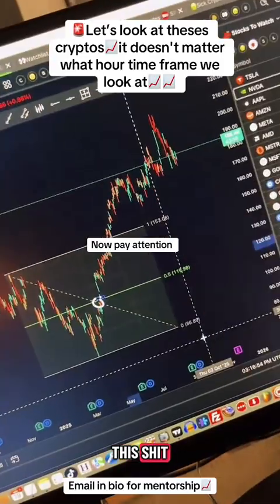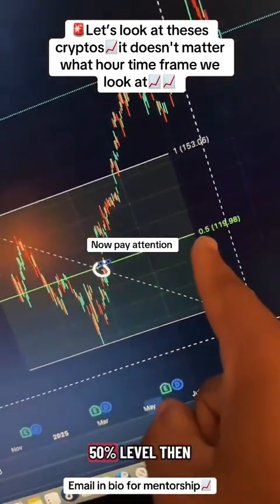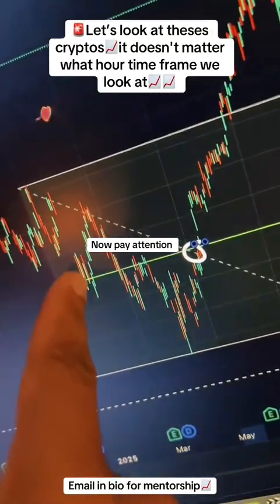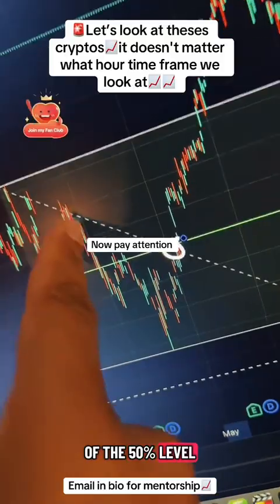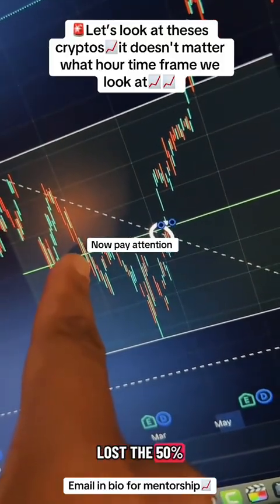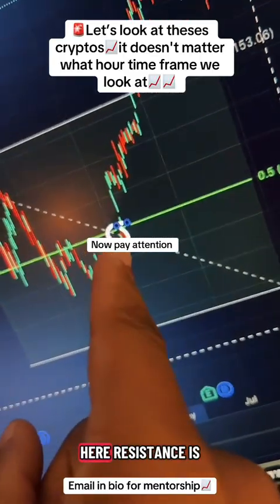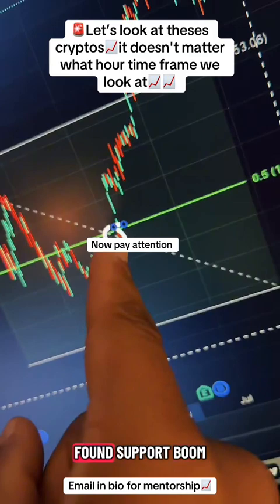Before you seen this. Ain't that the 50% level? Didn't you get rejected here and came down? Look, it found support and rallied off of the 50% level. Came down here, lost the 50% level. Resistance, resistance, crash. Came back up here, resistance. It's not until you found support. Boom. I don't care what the asset is.